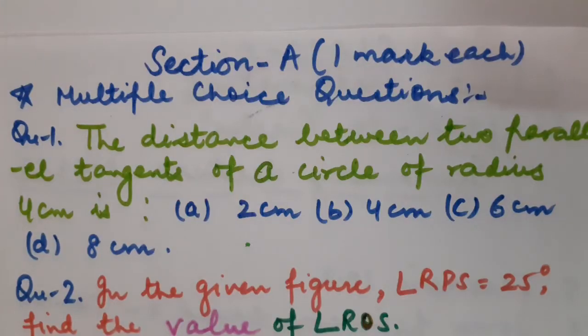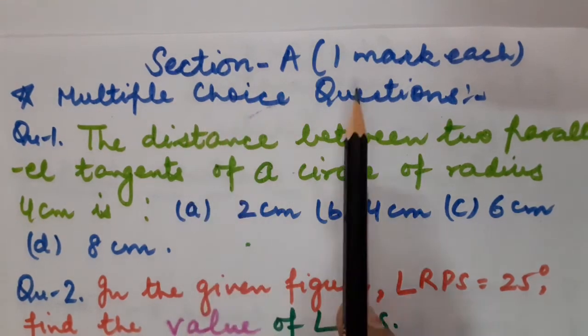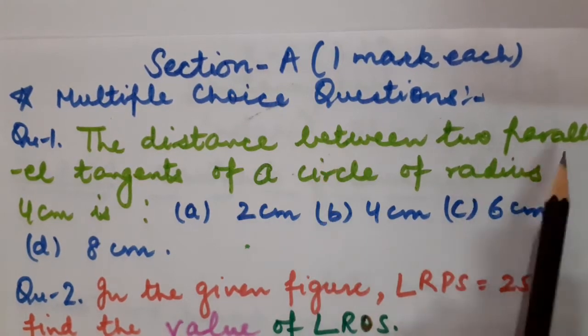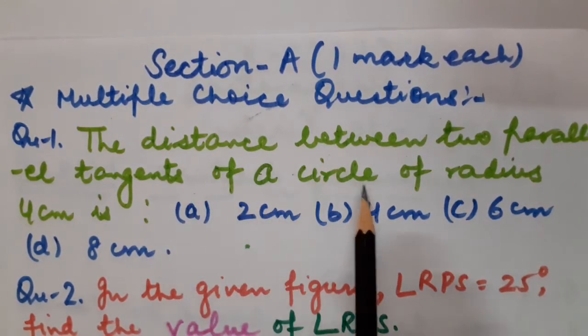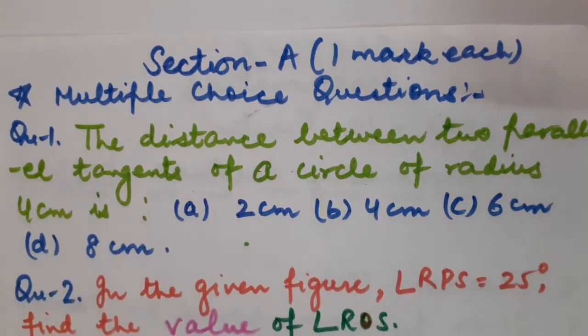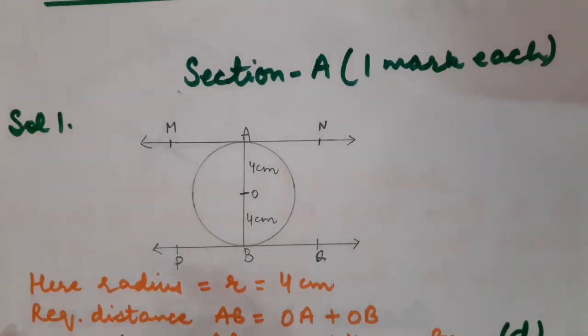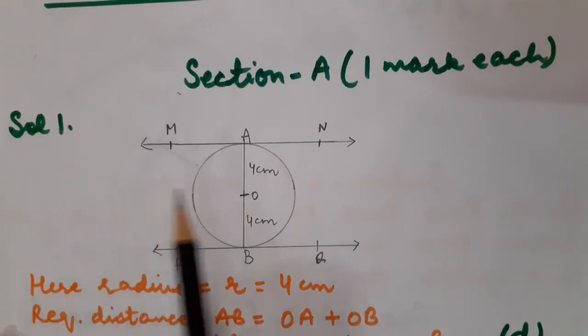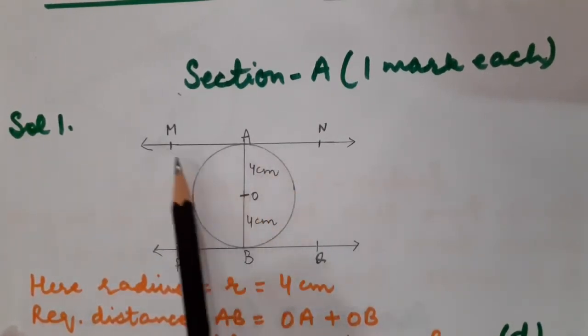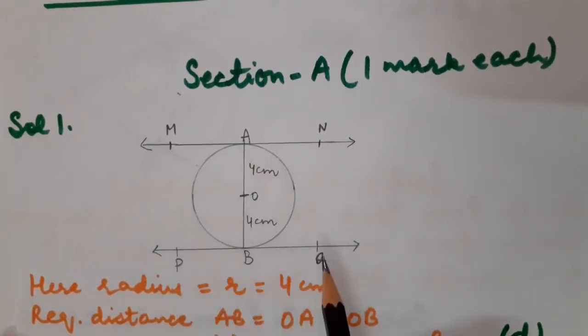So here is our very first question of section A, 1 mark each, MCQs. The distance between two parallel tangents of a circle of radius 4 cm is dash. So children, here is the solution of question number 1. You will be having a circle given whose center point is O. There are two parallel tangents. Children, you can see that MN as well as PQ are two parallel tangents.